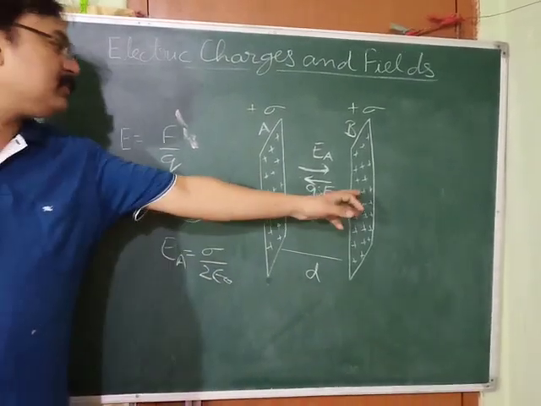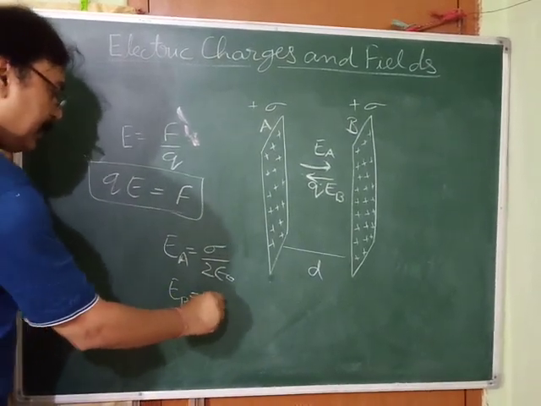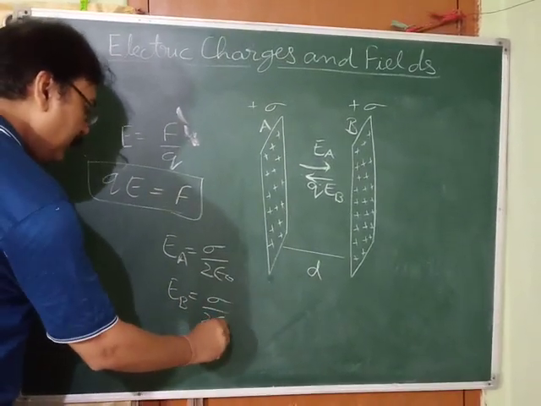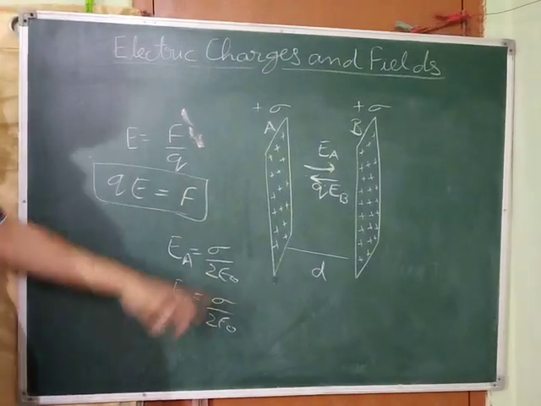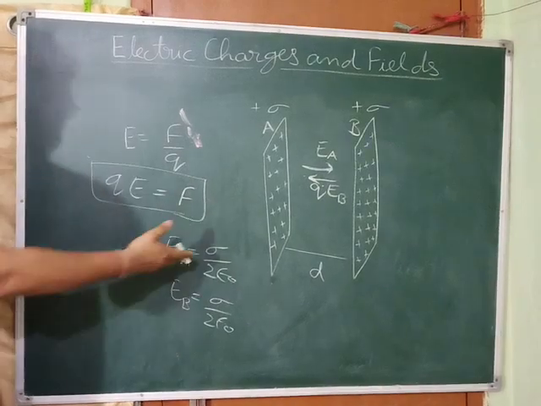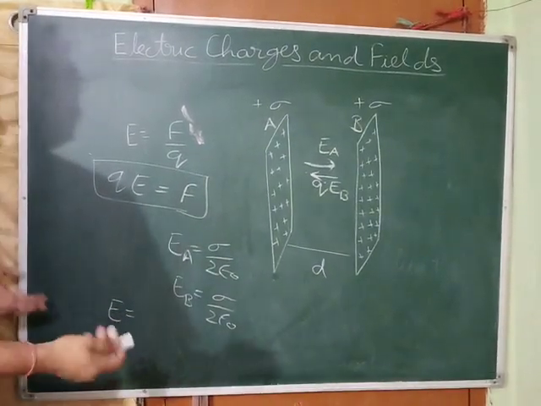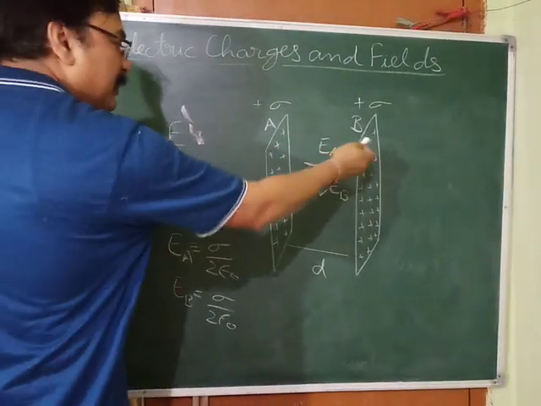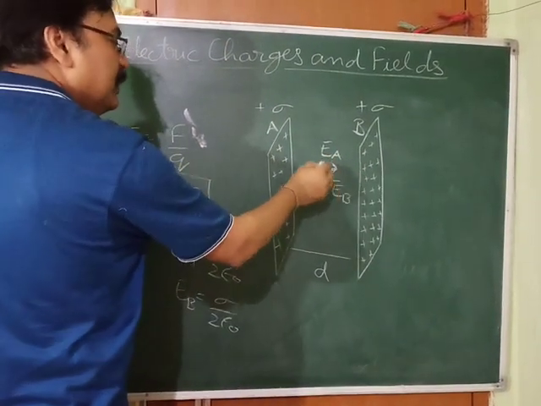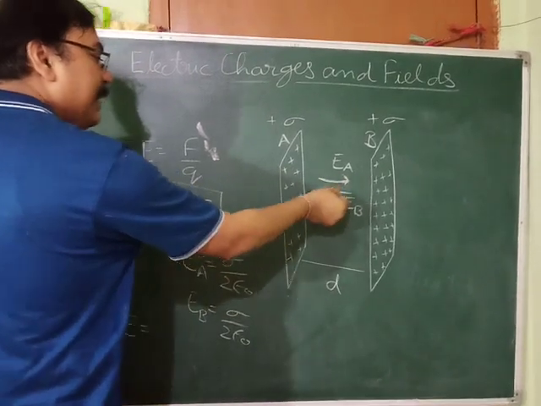Now what is the magnitude of the electric field due to B? It is again sigma by 2 epsilon naught. What is the net field at any point between the plates? Because see, no distance is involved. Anyone you have to take positive. Suppose this is along the positive x-axis, so I'm going to take it positive. Once I take this positive, this has to be taken negative because of the opposite direction.